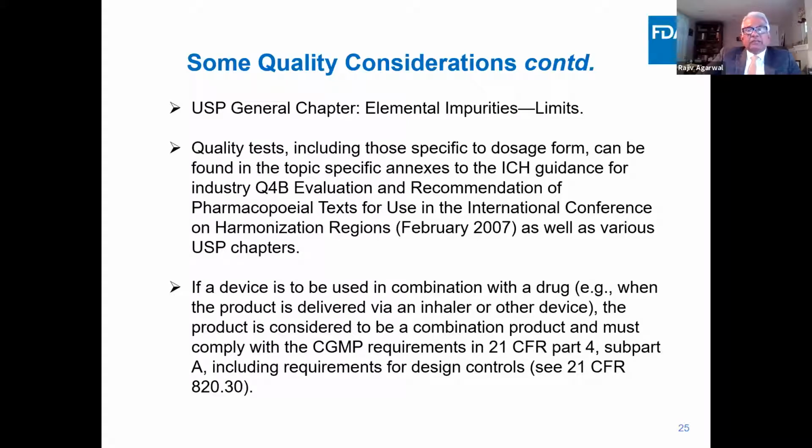So then you come to the dosage form. The dosage form is your tablet or your solution, and there are different ICH guidances that go through the evaluation and recommendations for the specific dosage form. And if a device is used, for example, where the smoke is delivered through an inhaler, then we have different requirements in the CFR for what needs to be in the device. And we usually consult the device part with CDRH at the FDA.